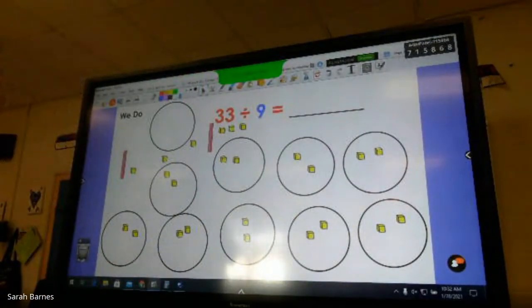Okay, when you're ready, let me know with the thumbs up. Pause for a minute. Make sure you have only 2 ones in each circle. And I think we have 1, 2, 3, 4, 5 left right now. 5 ones left. Make sure you have that on your paper. And if you do, give Ms. Barnes a thumbs up so we know to move on. All our groups should be even with 2 ones.